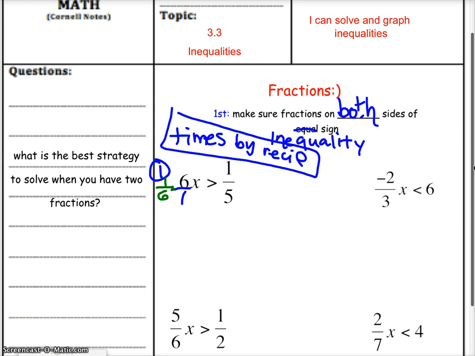And then according to algebra, if I do something to one side of an inequality or equal sign, then I have to do it to the opposite side. That cancels out and you're left with x is bigger than top times top over bottom times bottom. Okay? Because when you multiply fractions, you go top times top over bottom times bottom.